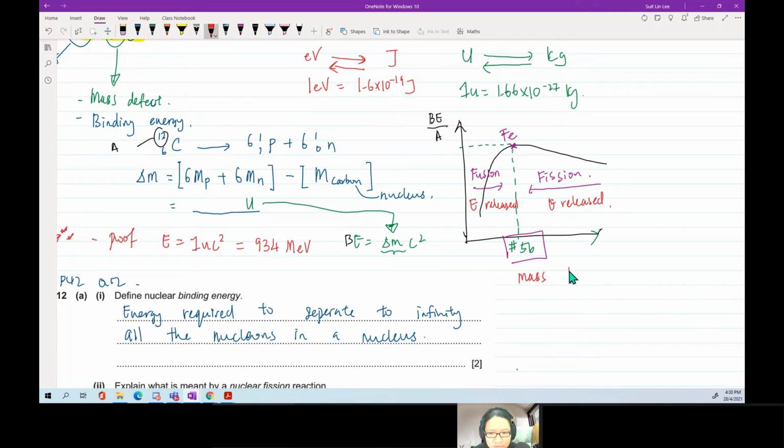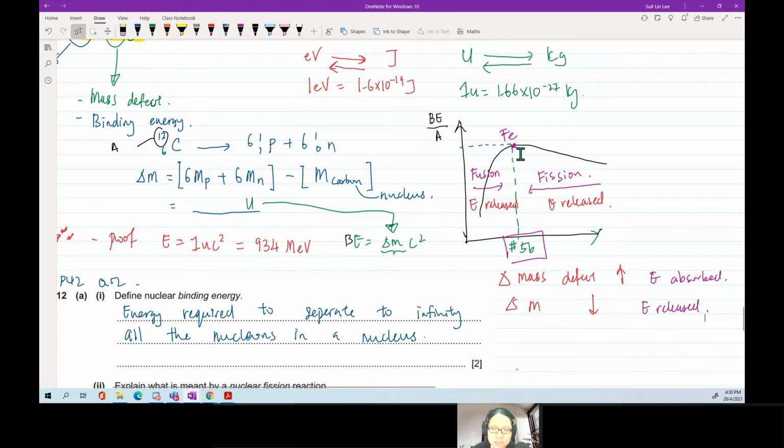So the general idea is if your mass defect shows an increase in mass, you got extra mass. Where does the extra mass come from? Energy is absorbed. Okay. If your mass defect decreases, and you lose mass, why? Because energy is released. Okay. So this is the only way to actually tell.